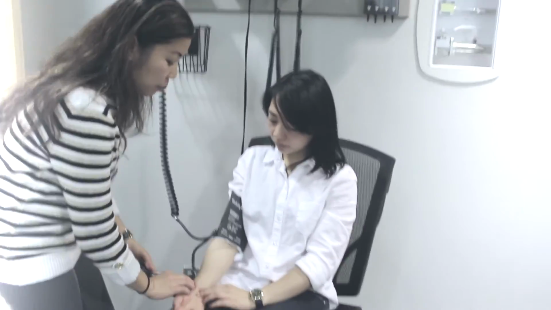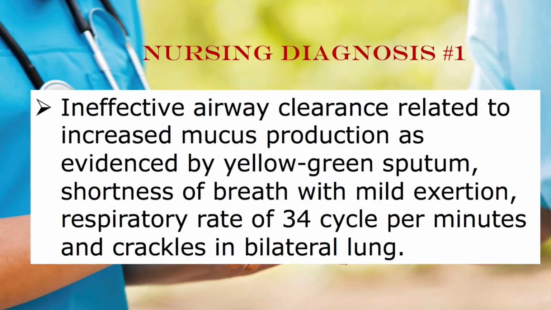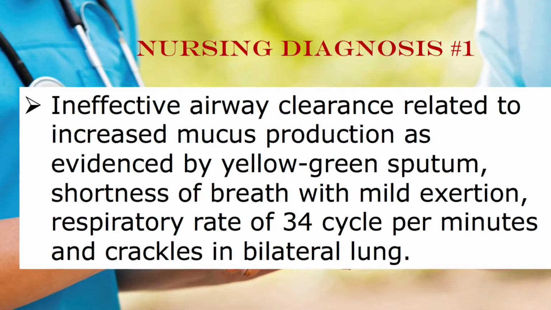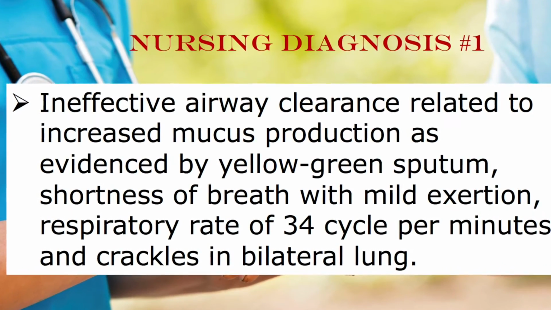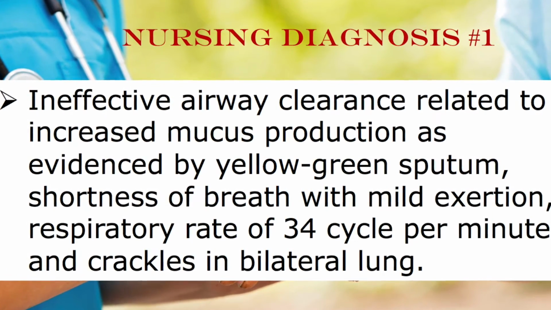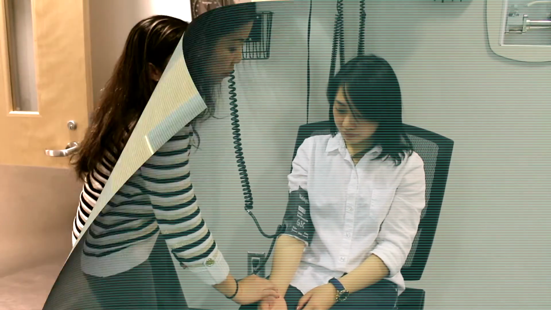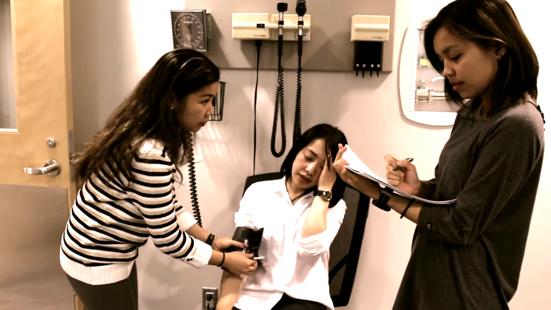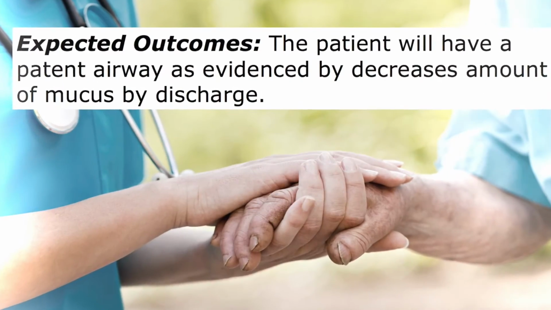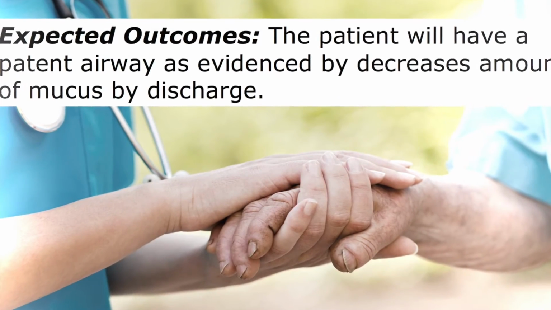Nursing diagnosis: ineffective airway clearance related to increased mucus production as evidenced by yellow-green sputum, shortness of breath with mild exertion, respiratory rate of 34 cycles per minute, and crackles in bilateral lungs. Rationale: inability to clear secretions or obstructions from the respiratory tract to maintain a clear airway, by Lewis, Dirksen, Heitkemper, Bucher, and Camera, 2011. Expected outcome: the patient will have a patent airway as evidenced by decreased amount of mucus by discharge.